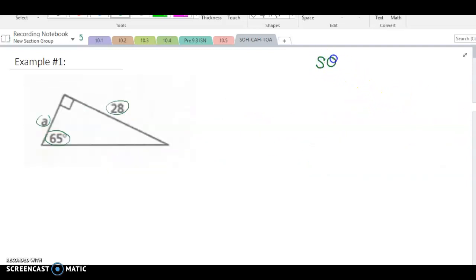And at the top of everything I do, I'm going to write SOH-CAH-TOA. The first thing I want to do is label each of these sides: opposite, hypotenuse, and adjacent. Opposite of the right angle is always my hypotenuse, and I'm just going to put H. Opposite of the angle we know, which is 65, is going to be my opposite, and my last one is going to be my adjacent.